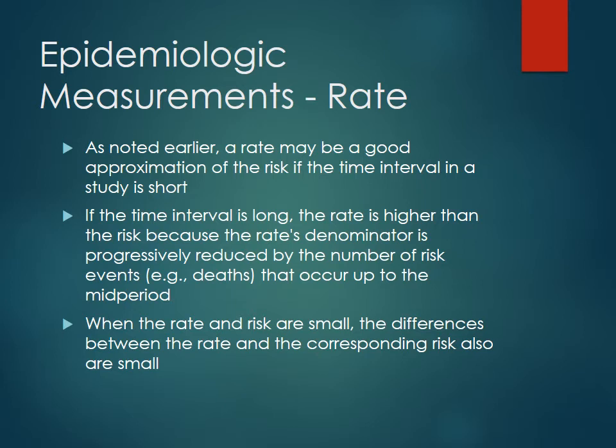So when the risk is small, the differences between the rate and the corresponding risk are also going to be pretty small. So again, the smaller the number of people being affected by this, and the shorter the time frame, the closer risk and rate are going to be together.